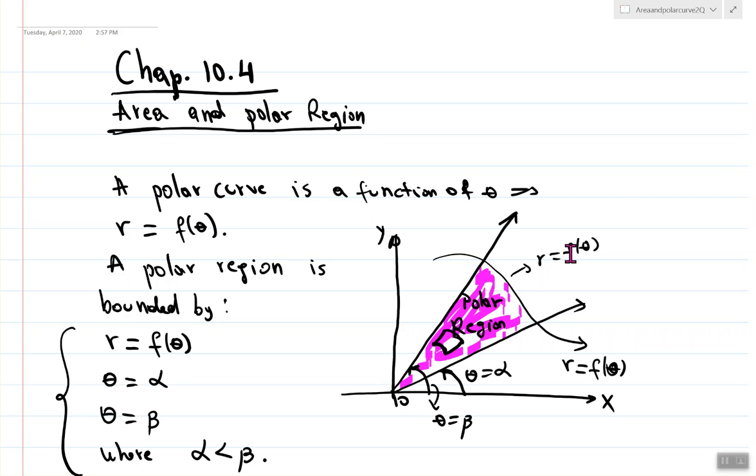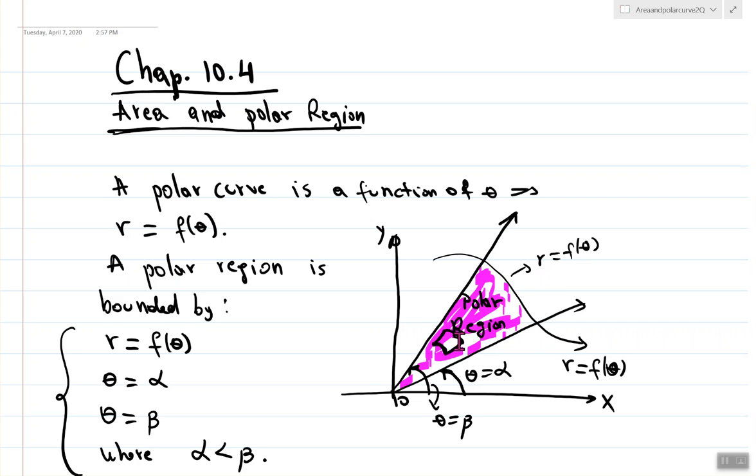Hello. So here we're going to discuss chapter 10, section 4, area in polar regions. We have a case where we are given a polar curve, which is given as r equals f of theta, and we are given angle theta equals beta, and this angle is alpha, and the region between them is what we call a polar region.